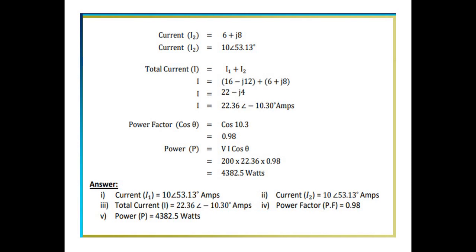Current I2 is equal to 10 angle 53.13 phase angle amps, and total current 22.36 angle minus 10.30. Then power is equal to 4382.5 watts, and then power factor is equal to 0.98.